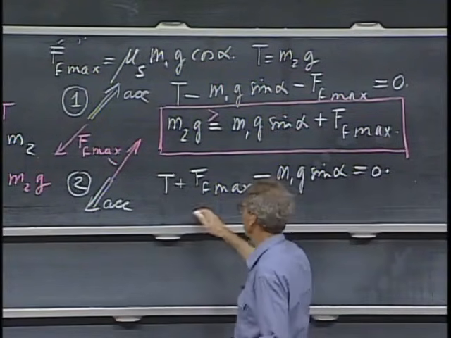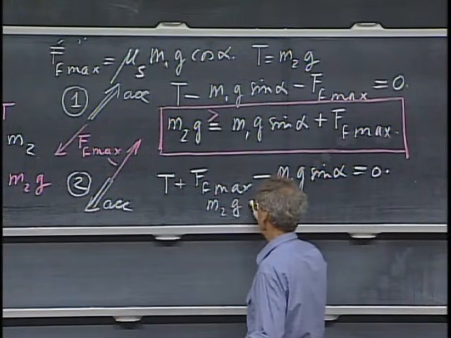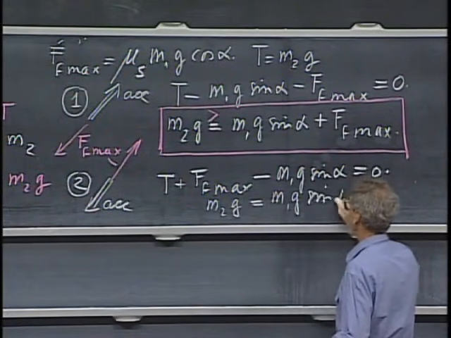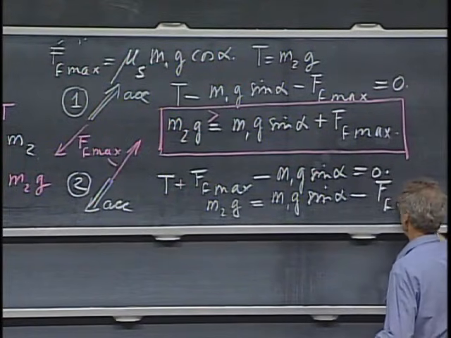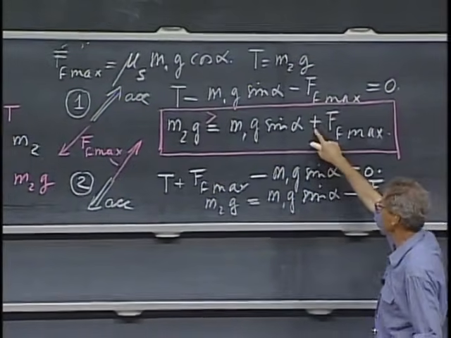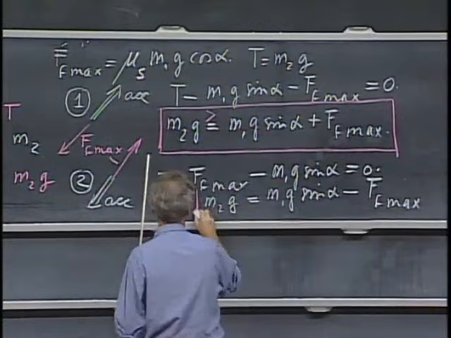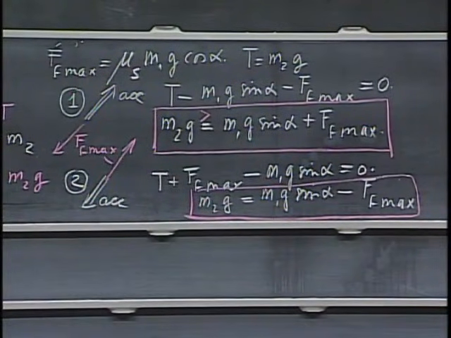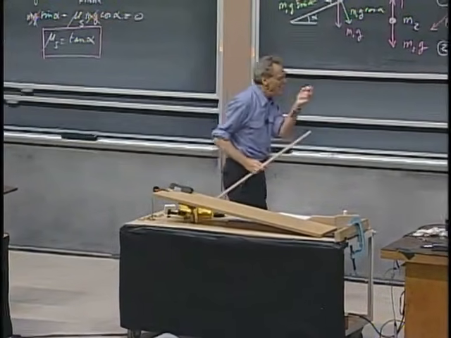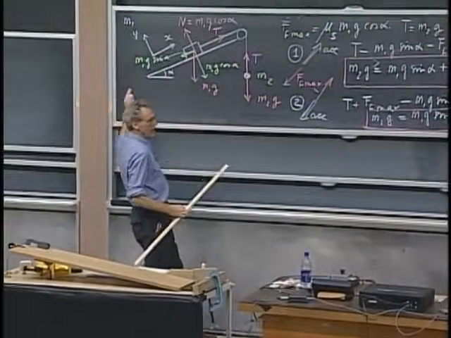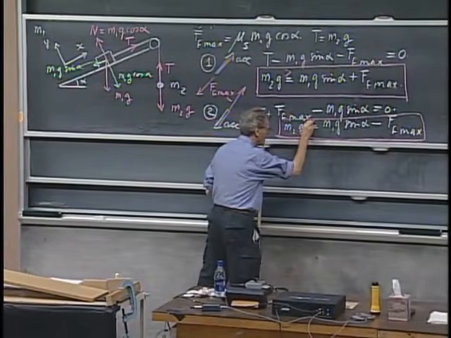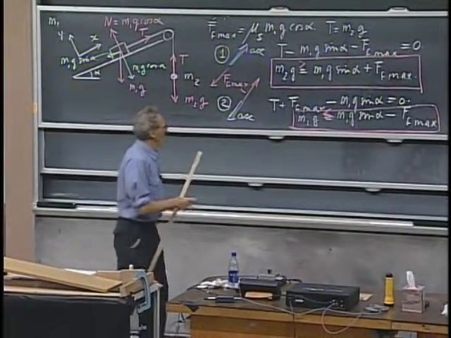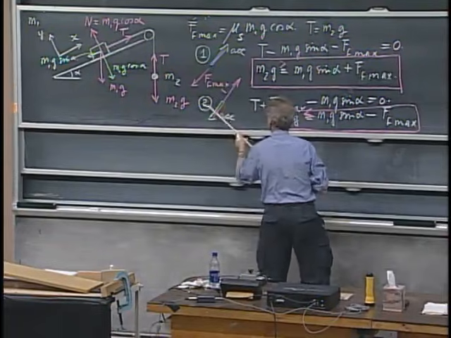We know that T is m2g. So m2g equals m1g sine alpha minus f max. Notice the difference. There's a plus sign here, there's a minus sign here. The object is still not moving, but if I make m2g a hair less, just a teeny little less, it will definitely start to accelerate downwards. So if I make this a smaller-than sign, the object will start accelerating downhill. This is condition 1, this is condition 2.